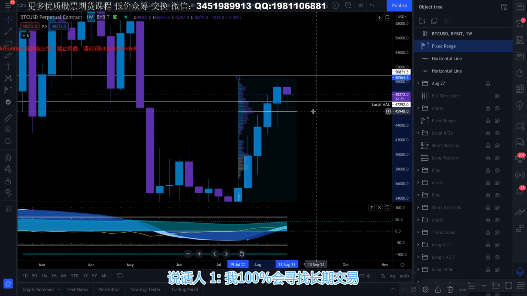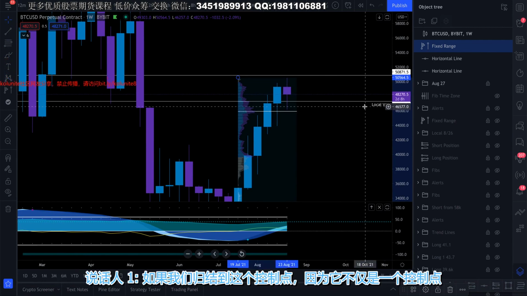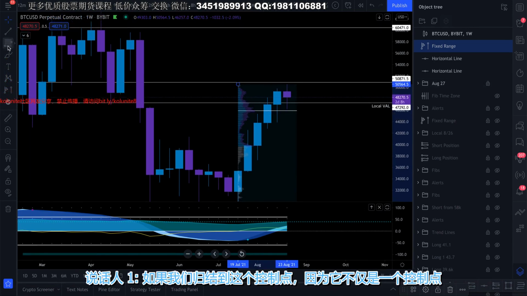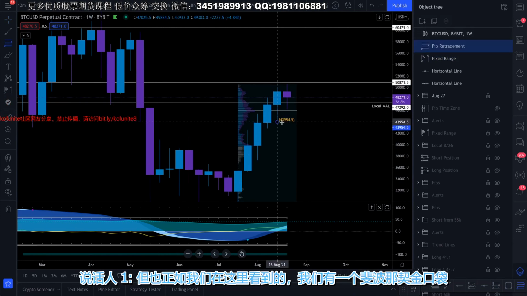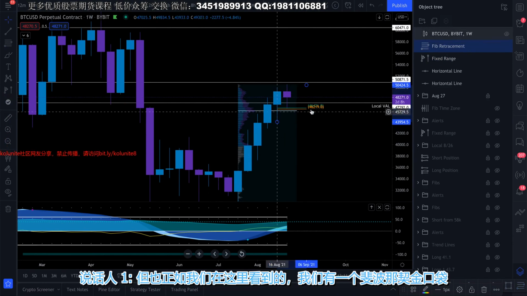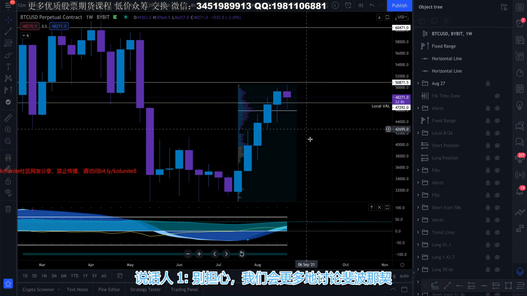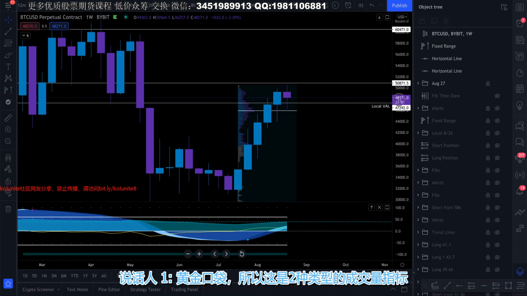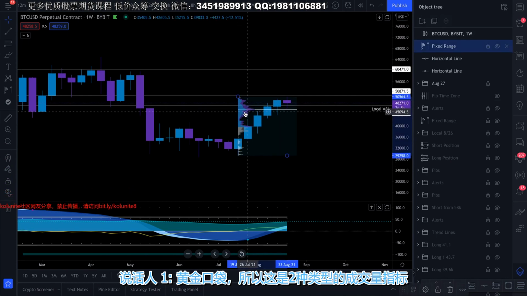And of course, I'm 100% going to be looking for a long trade if we come down to this point of control, because not only is it a point of control, but it is also, as we can see here, a Fibonacci golden pocket. Don't worry, we'll get into more about Fibonacci golden pockets. So those are the two types of volume indicators we've gone over before.